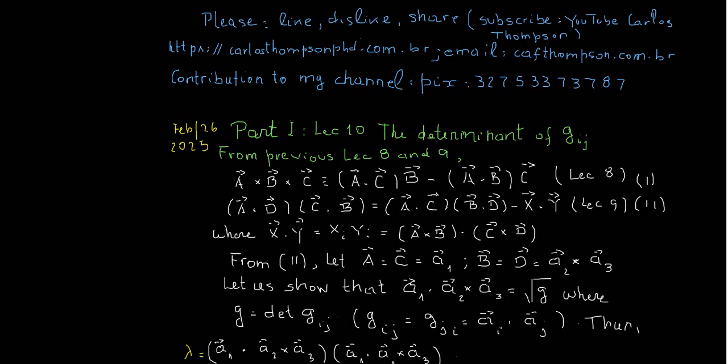This is lecture 10, part 1. The objective of this lecture is to obtain the determinant of the metric.